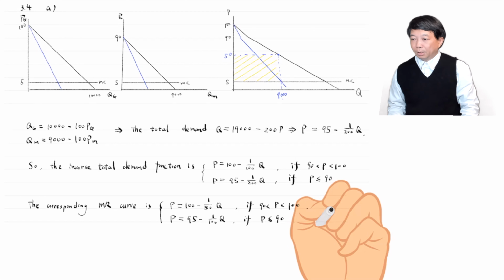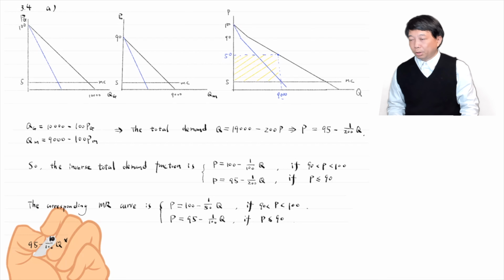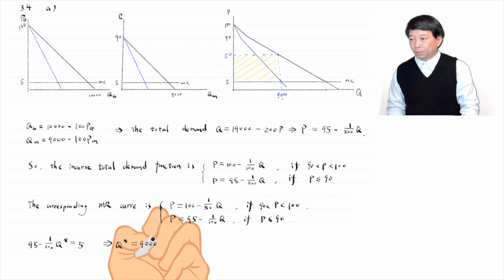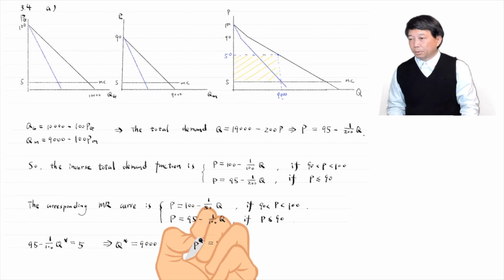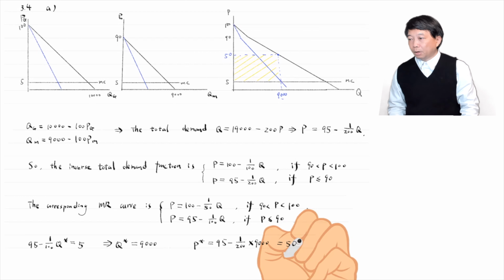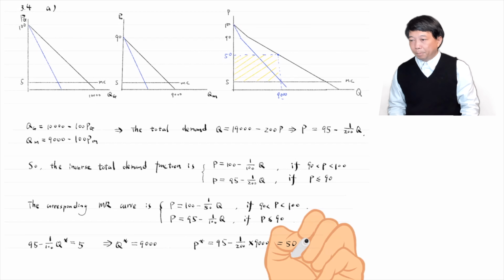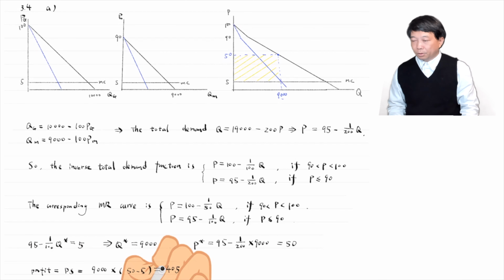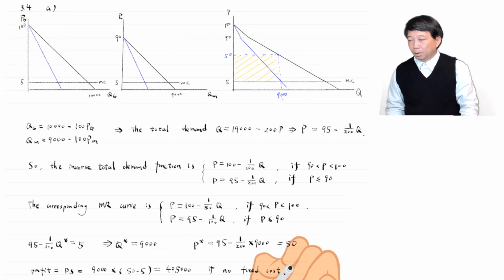We can solve for the single price monopoly solution. It maximizes its profit where its marginal revenue equals its marginal cost. The profit maximizing output is 9,000. Substituting the quantity into the inverse total demand function gives the monopoly price of 50. The profit is the producer surplus if there's no fixed cost. It equals 405,000.